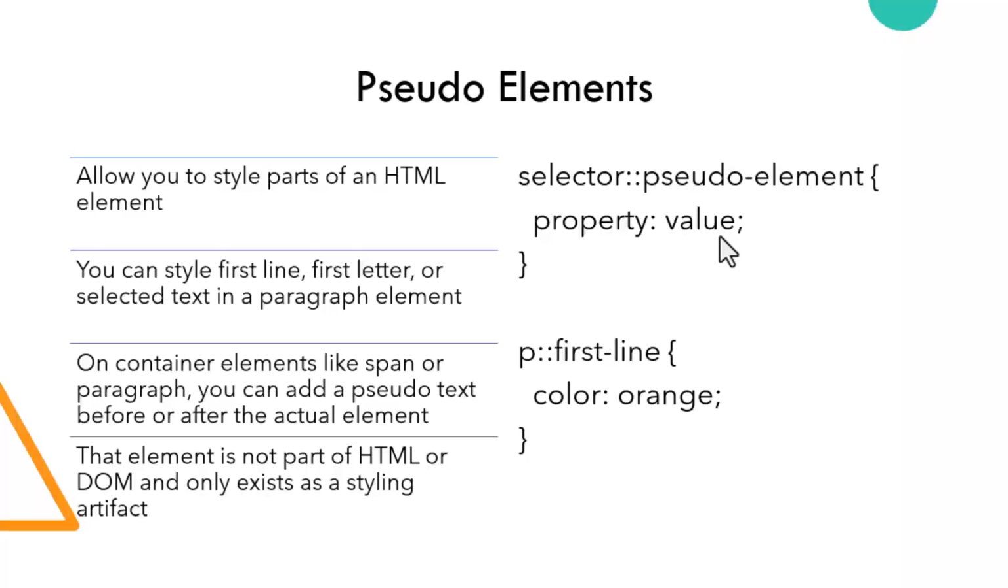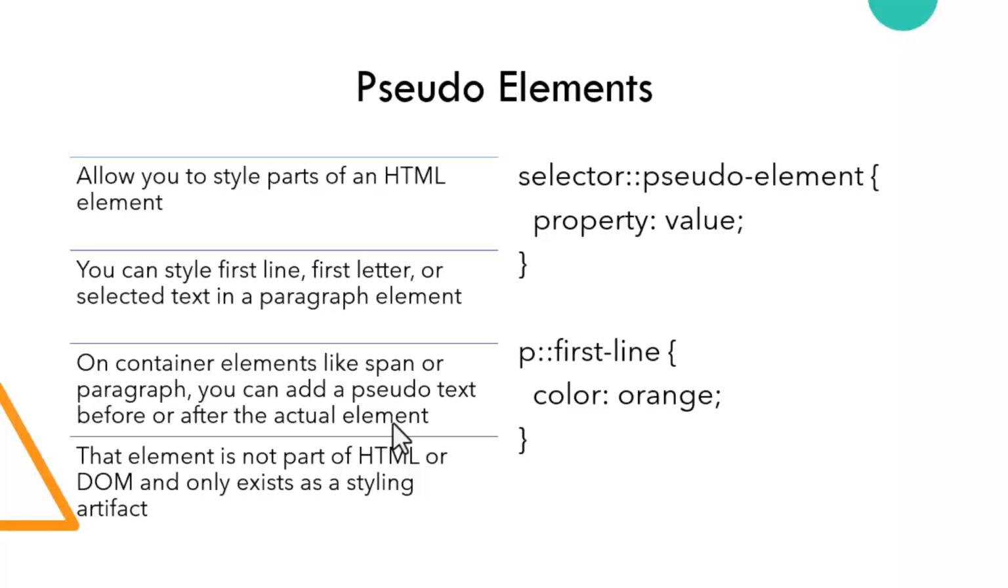and then you apply the style normally. The aspect of pseudo elements that we are most interested in for this video is that on a container element like span or paragraph, you can add a pseudo text before or after the actual element. So what does this mean?